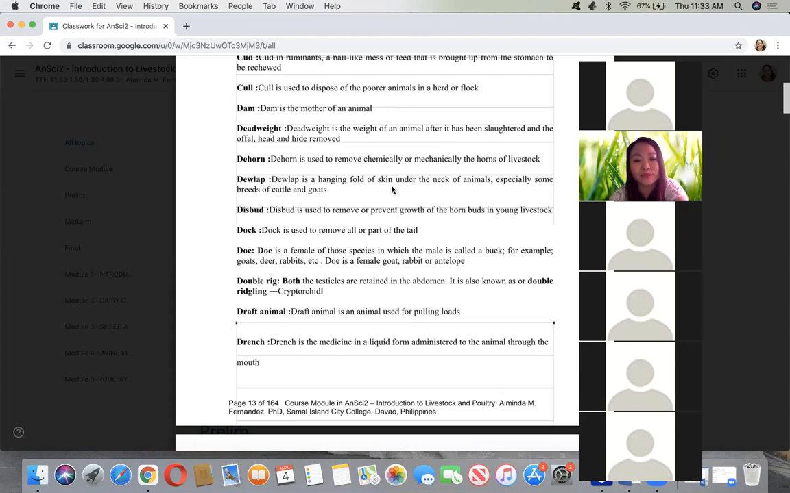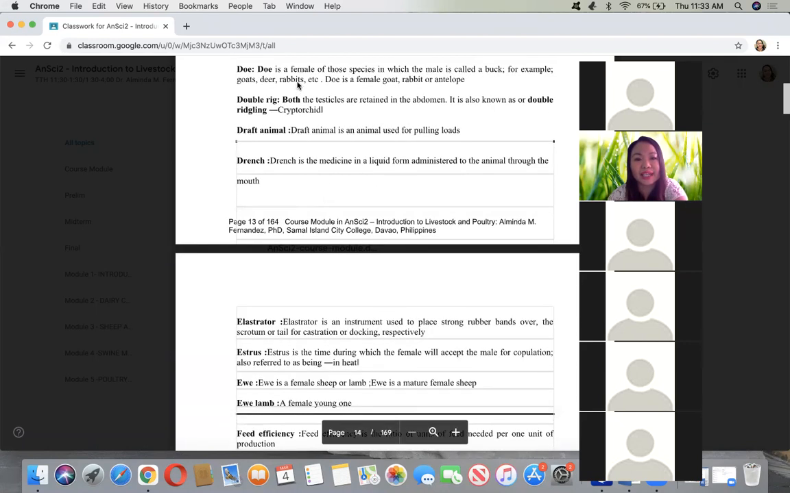Dewlap is a hanging fold of skin under the neck of the animal. And disbud is to remove the horn buds. Dock is to remove part of the tail. Doe is a female, while the male is the buck, for goats, deer, and rabbits. Double rig is when both testicles are retained in the abdomen, or double ridgling.